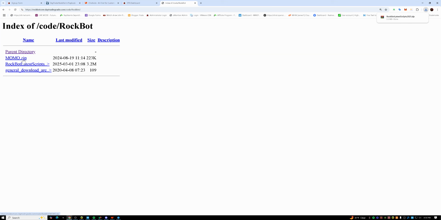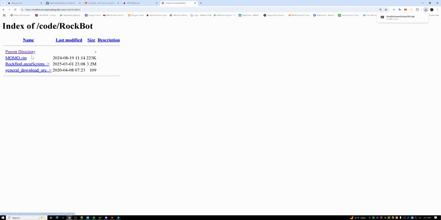You can do the Momo also. There's another script there, it's a Momo. That's still in beta testing. I released it early because I'm still testing it, but I wanted to see how it was looking. But everything that's really important is in the Rockbot latest scripts. The Momo is a little something separate. We'll talk about that in another video. There are a lot of videos on the Momo to go to.